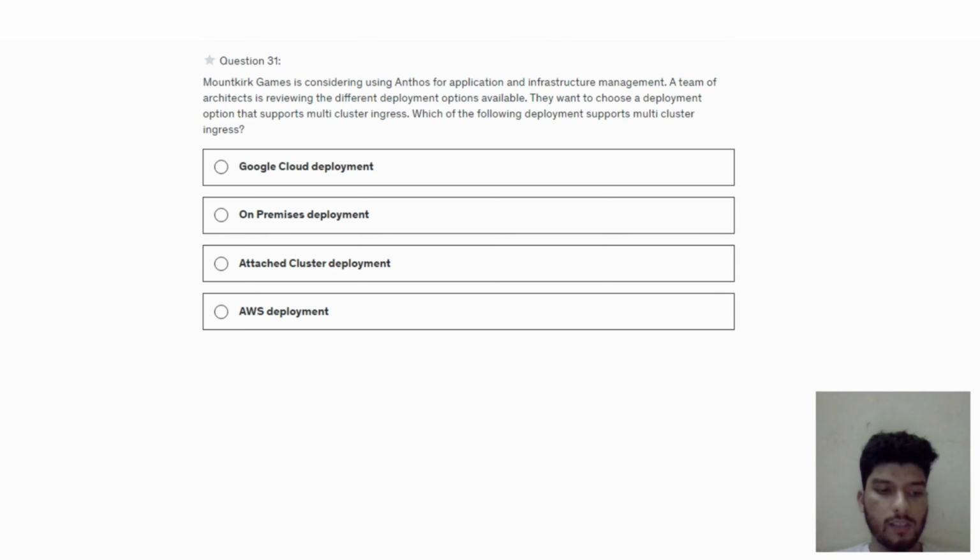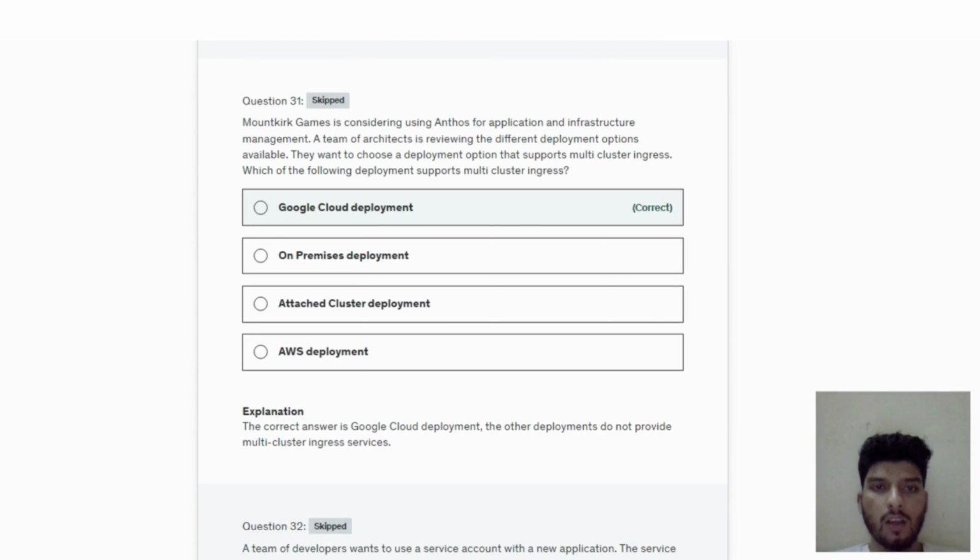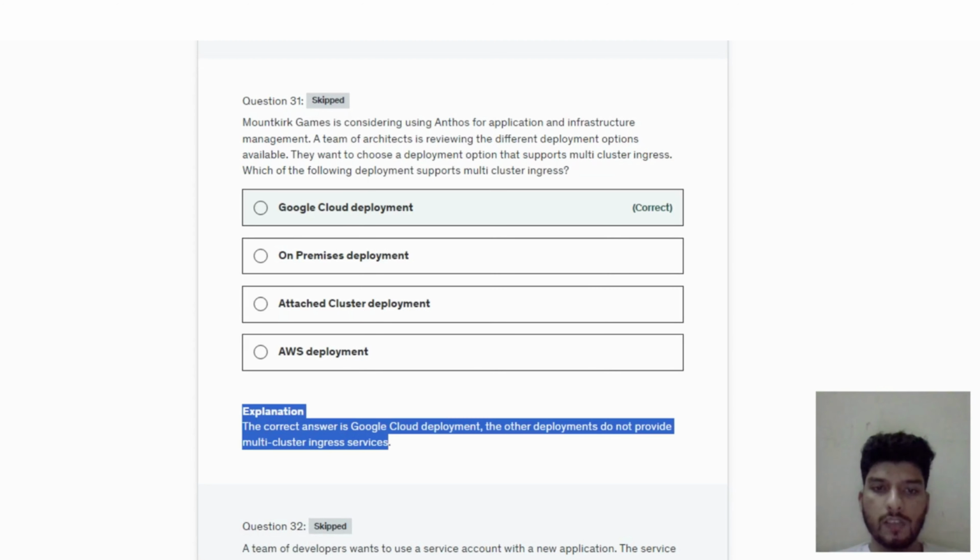And the right answer is Google Cloud deployment. And here is the explanation: the correct answer is the Google Cloud deployment. The other deployments do not provide the multi-cluster ingress services. I assume that you got the answer with the explanation. Moving ahead to question number 32.